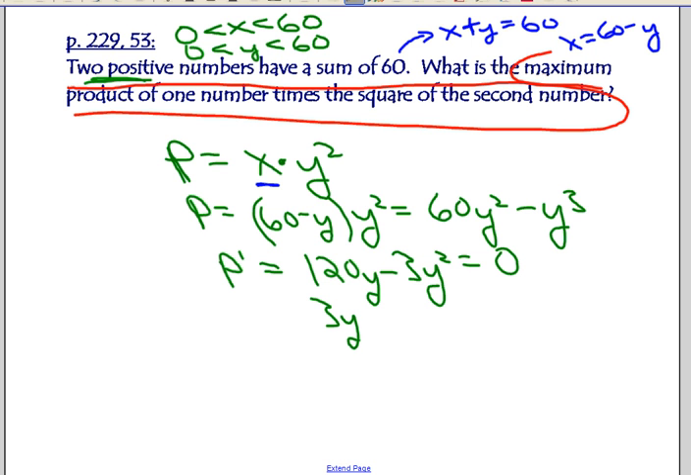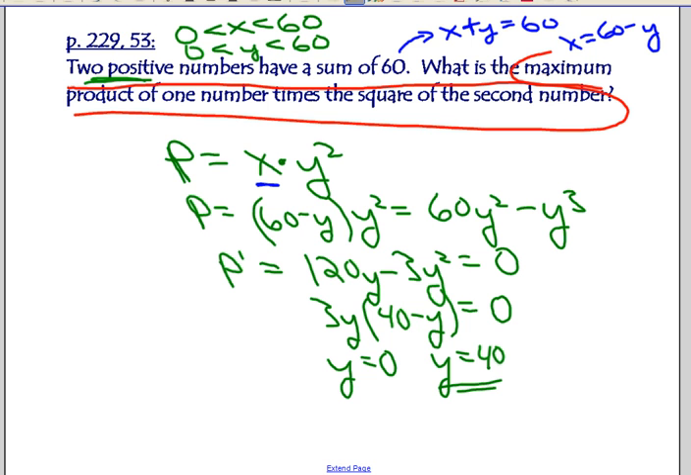Let's factor out the 3y. Looks like 40 minus y. And I'm seeing a couple solutions. One is when y equals 0. Don't think that's going to be the max because when you put that in the product, you're going to get 0. And the second is when y equals 40. And again, we just note up here in the problem, y was the value that was getting squared. And since the sum was 60, it makes sense that you dedicate more of your resources to the y than the x because that was the one getting squared.